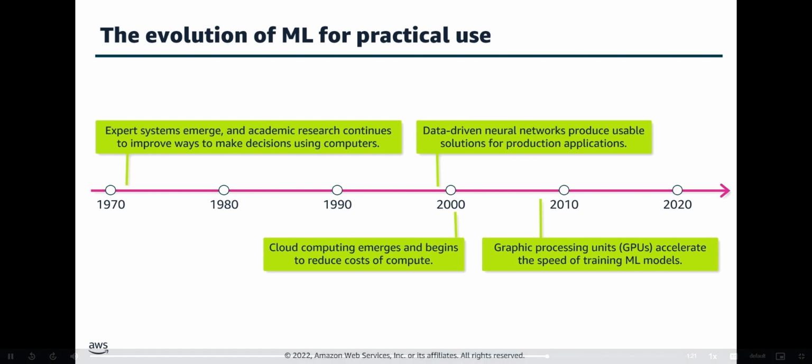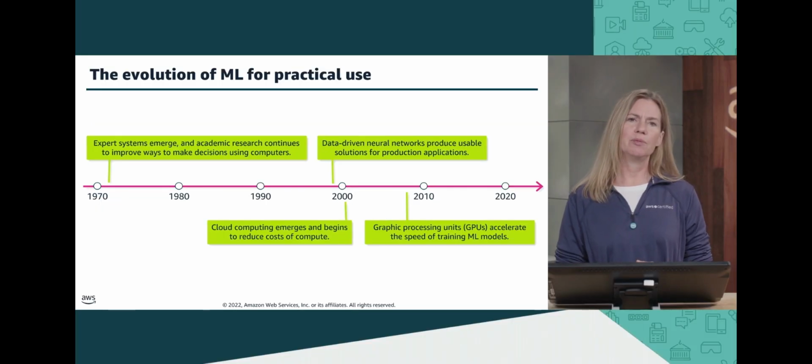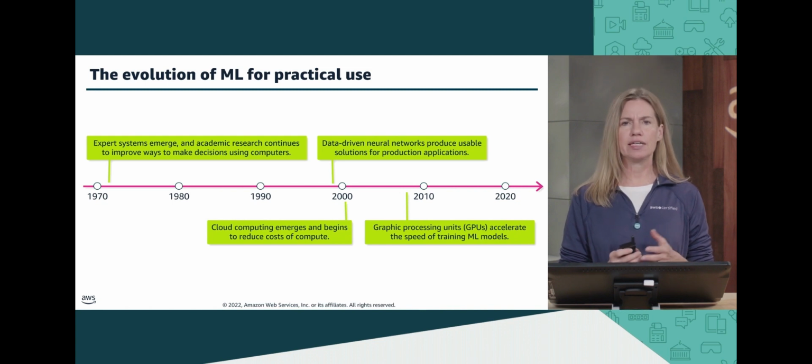GPUs were originally developed to power gaming applications, but soon became an important infrastructure component for ML solutions. By using GPUs, models can train at greatly accelerated processing speeds, which makes it more practical to use ML solutions for a wider variety of business problems.